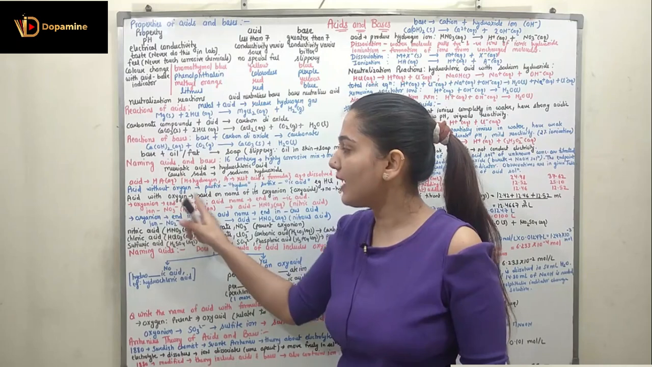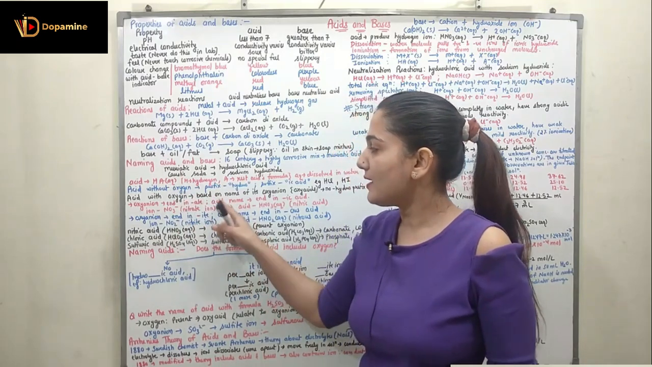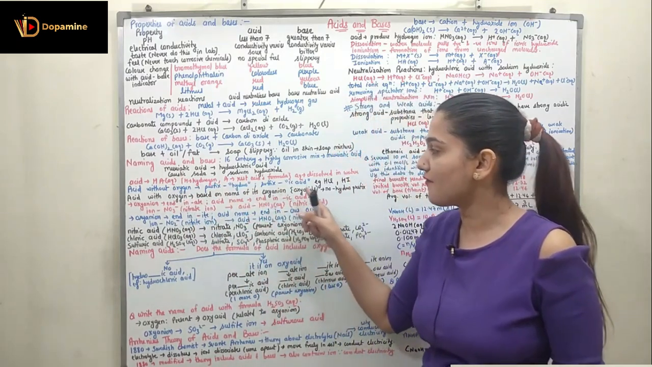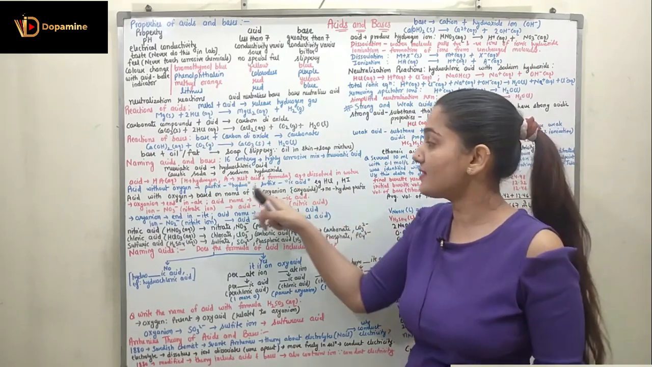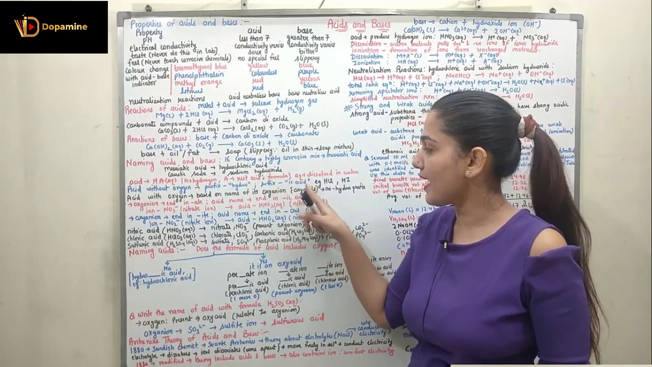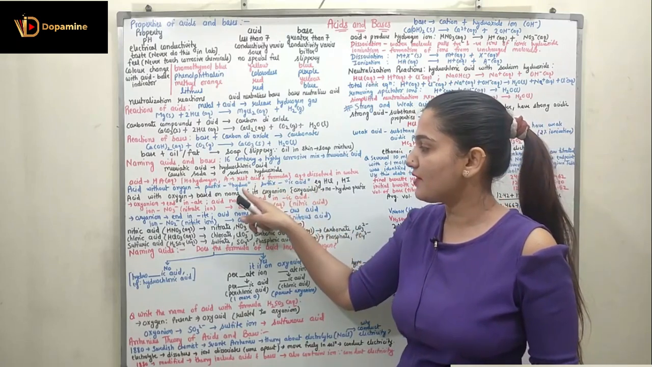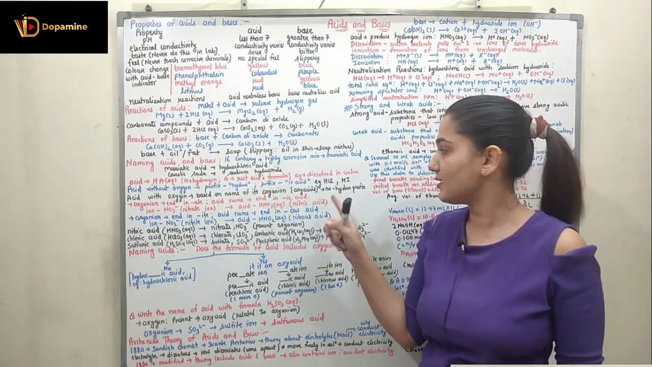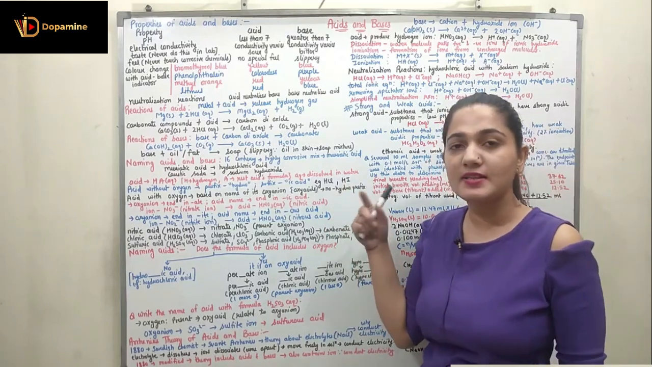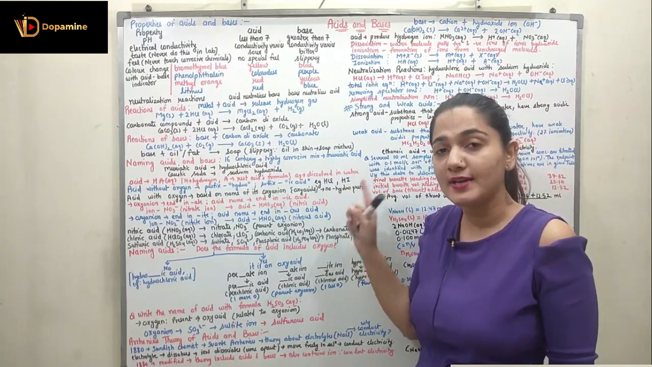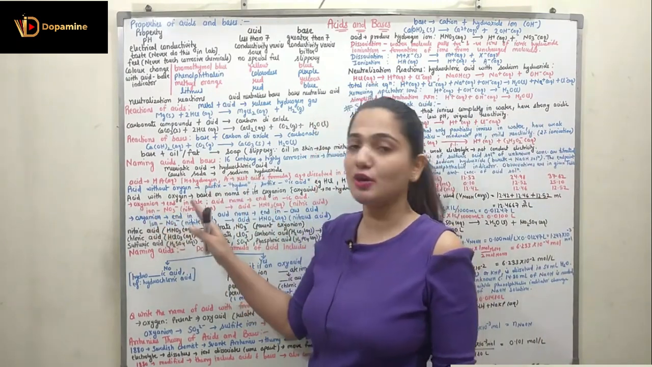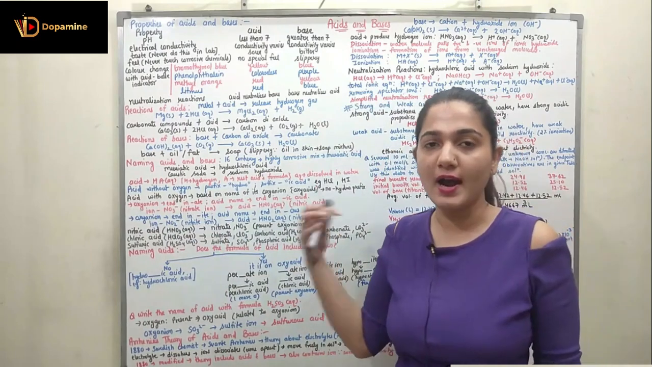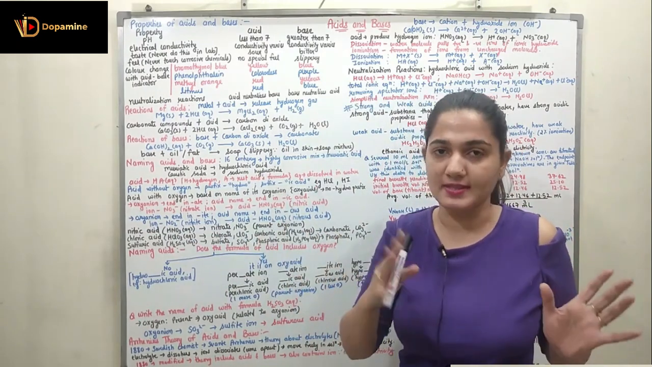An acid without oxygen will have the prefix hydro and the suffix ic acid. For example, HCl is represented as hydrochloric acid. So here we have the prefix hydro and the suffix ic acid. Similarly, HI is represented as hydroiodic acid, right? Now coming to the naming of the acids with oxygen. Without oxygen we know hydro-ic acid, right?